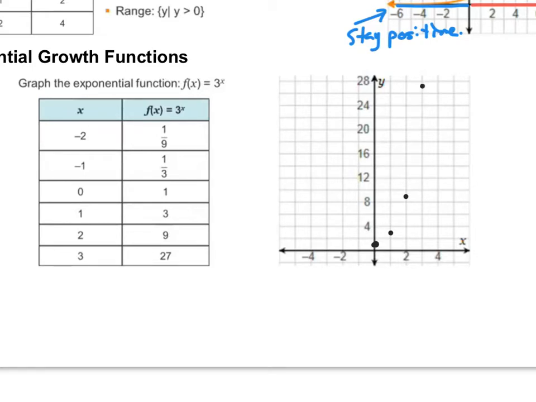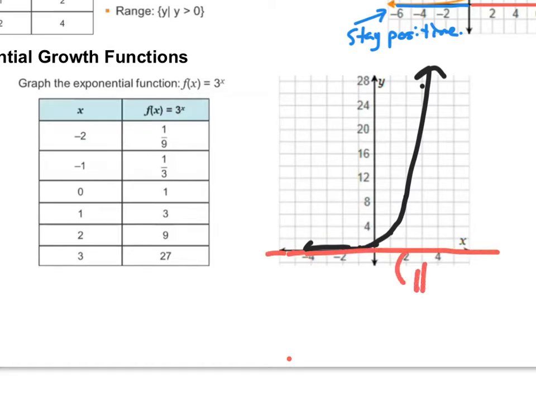Okay, and then I also have the points (negative 1, 1/3) and (negative 2, 1/9). These numbers get really, really small. Okay, and then it just shoots up like that. But it hugs that line, and these values will always get infinitely close to the x-axis but won't ever touch, okay? And so let's talk about that for a second. That's your horizontal asymptote, okay?